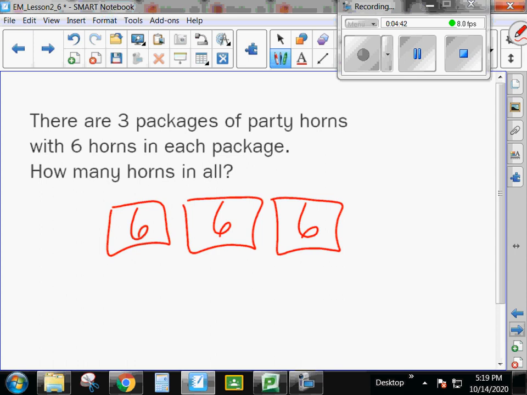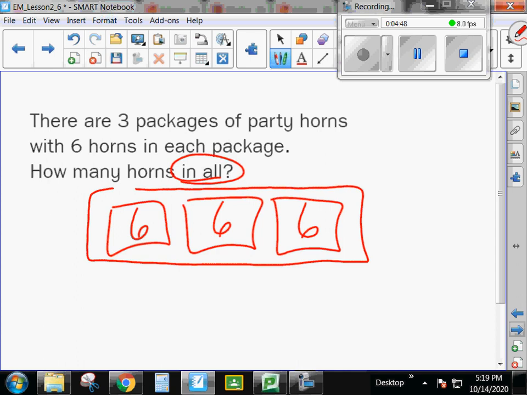I want to know how many horns in all. So I'm putting these all together, right? What would be my number model? Go ahead and write a number model. Pause the video for a second, write a number model.